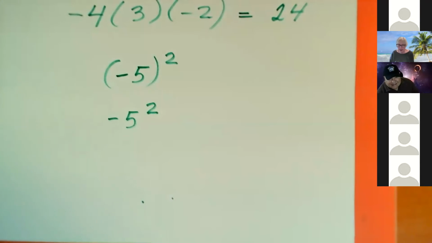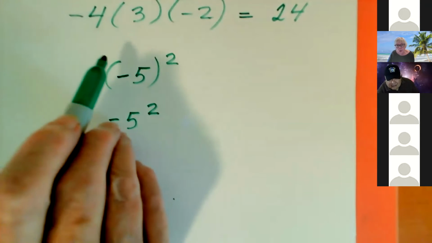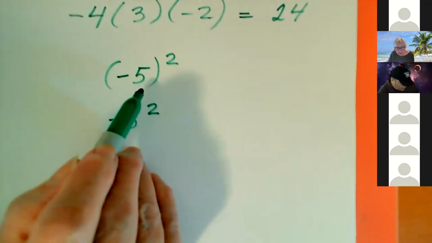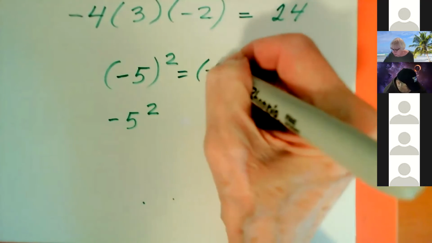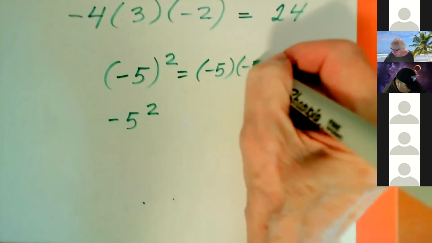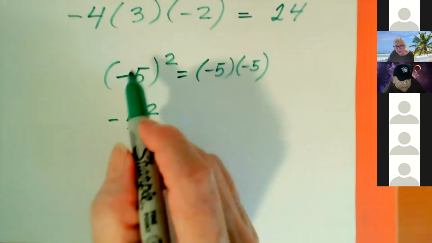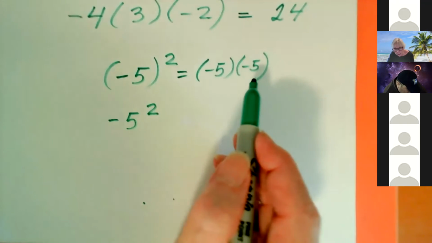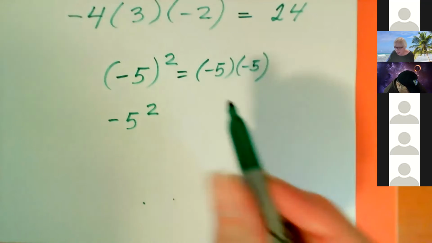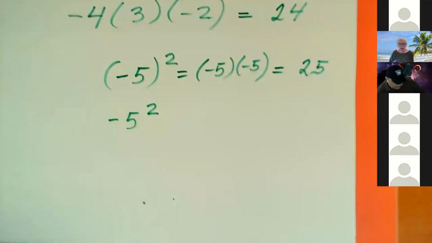Are these two the same? And the answer is no, they're not. So this one with the parentheses is clearer because we already did it. It's a -5 times a -5, right? Because the parentheses is defining what number you multiply twice. So a negative times a negative is a positive. 5 times 5 is 25. So that part should make sense.